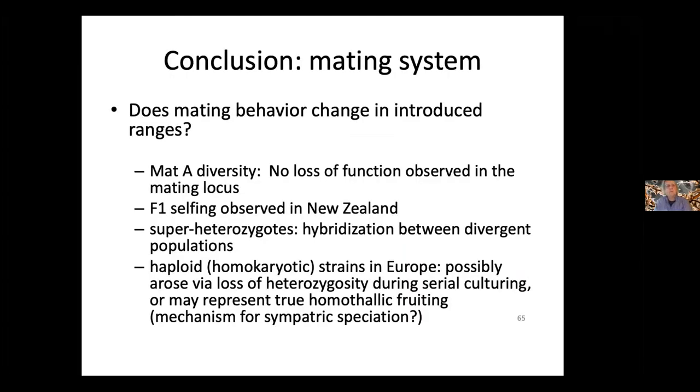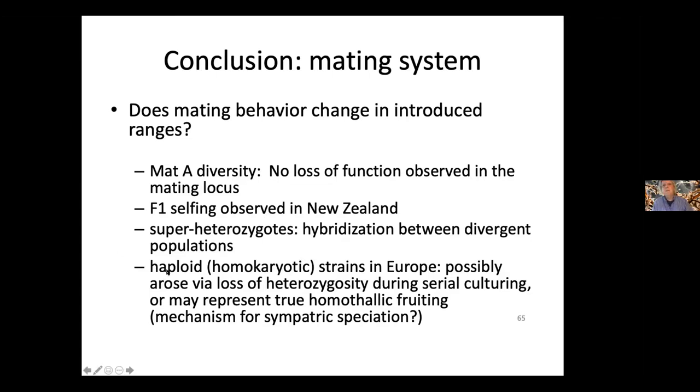So just to conclude here, we know that mating behavior can change, but it doesn't usually change very much in these isolated populations. We know that mating locus diversity is still high. We don't see any loss of function. We did observe some F1 selfing, but only in a few isolated subpopulations. Evidence for super heterozygotes suggests that hybridization does occur between diverging populations. And that also suggests that the mating locus is fully functional.